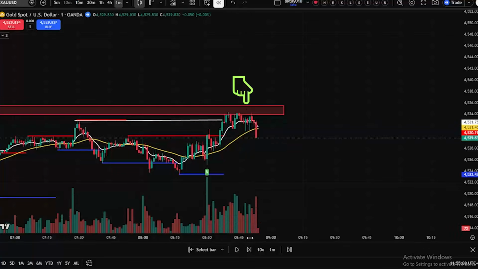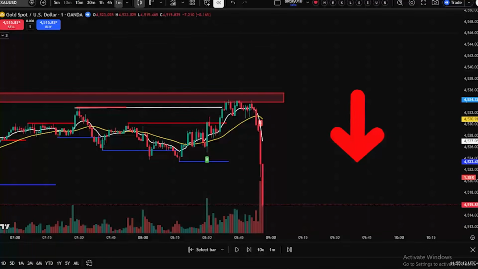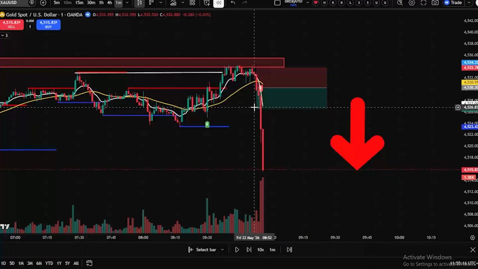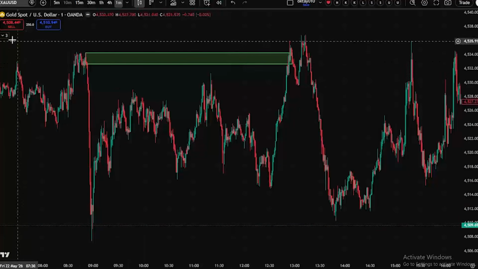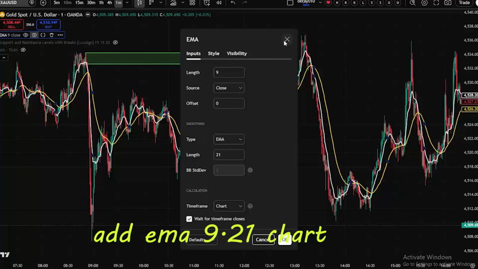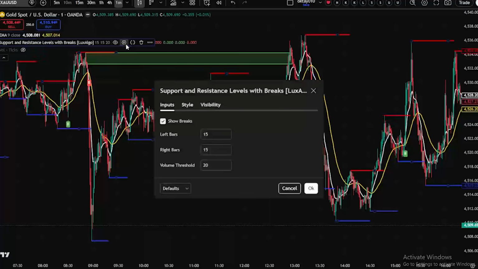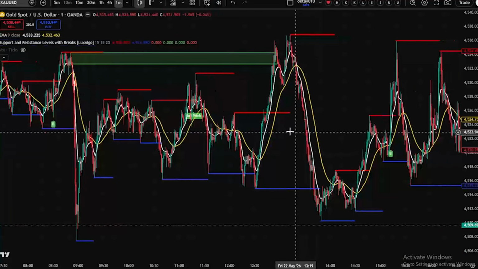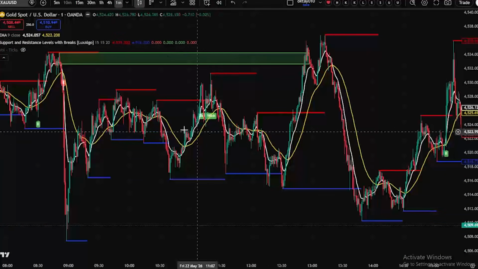It seems like it is going to make a big move, but in fact the price is going back and many people are getting caught. Add these to the chart quickly: EMA 9 and EMA 21, support and resistance, LuxAlgo, and volume. Identify these fakeouts and keep your profits.